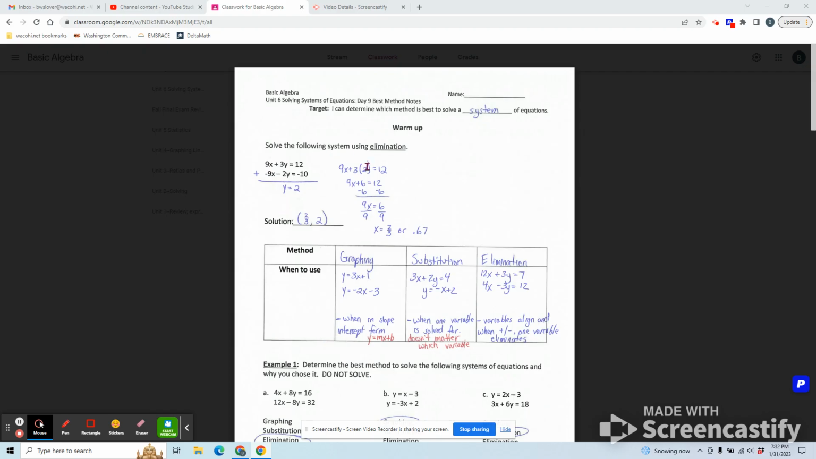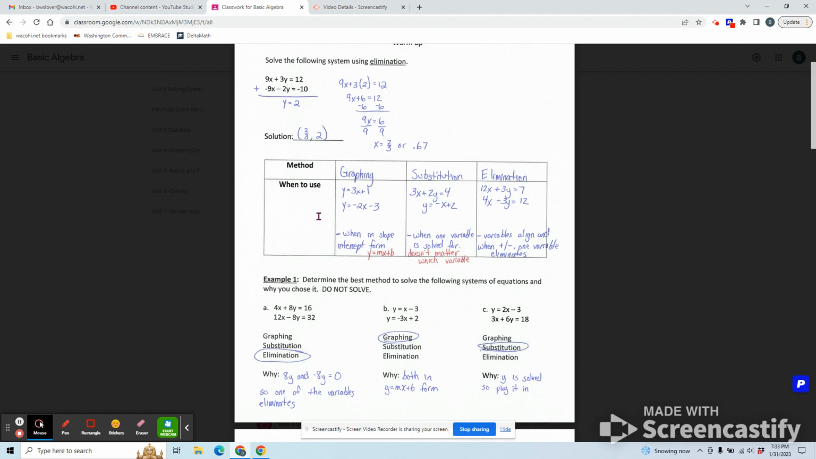We substitute that back in. 9x plus 3 times 2 is 12. I just chose the top equation because it looked easier. You can choose whichever one you want. In this case, we did get a decimal, and that was okay. And we just wrote it as an ordered pair. So graphically, if I were to graph these, they would intersect at 2/3, 2.